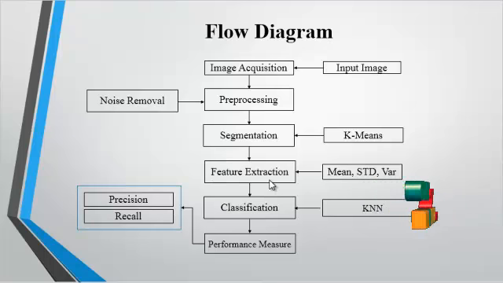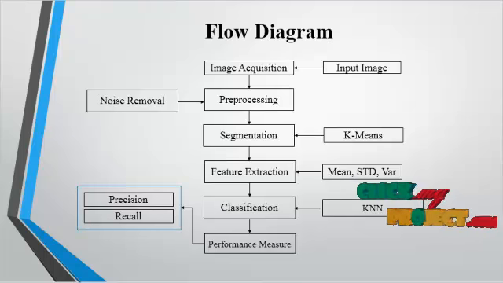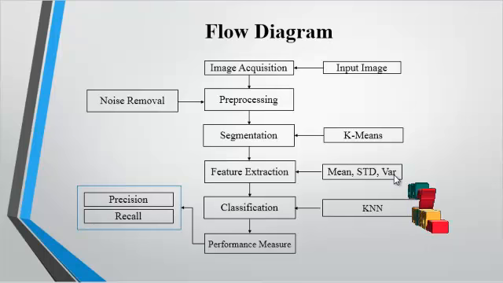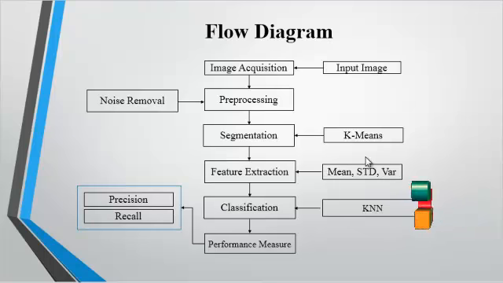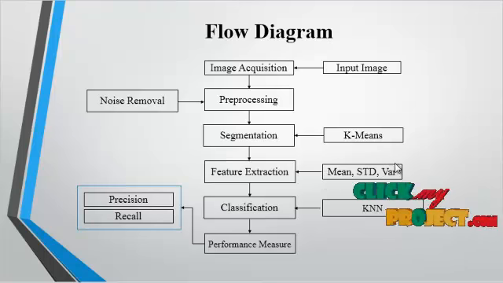In the feature extraction, we use three major local features, that is the mean, standard deviation, and the variance. At first, the segmented image undergoes feature extraction for the mean. After extracting the mean value from the segmented region, the standard deviation value is also extracted. Then the variance value is also extracted from the segmented region. After extracting the variance, these three values are combined, that is concatenated, to form the test features.